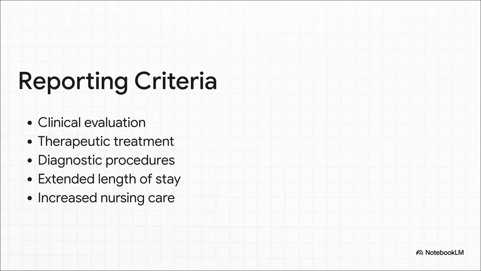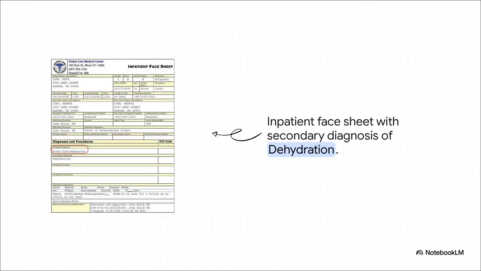The big takeaway here is this: if a documented condition doesn't meet at least one of these 5 criteria during the stay, you do not code it, period. Let's see how this actually plays out in the real world. On a typical inpatient face sheet, right below a principal diagnosis of, say, acute pyelonephritis, you'll often spot a secondary diagnosis like dehydration. Now, the dehydration wasn't the main reason they were admitted, right? But it very likely required IV fluids, which fulfills our therapeutic treatment criterion. Boom, it legally qualifies to be coded.